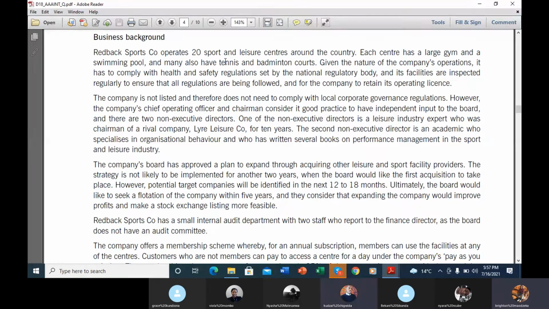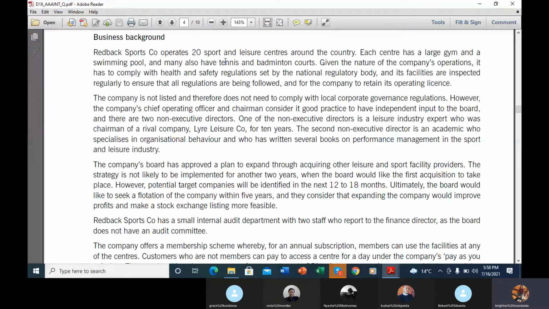So the client's facilities are inspected regularly to ensure that all regulations are being followed. To identify simply means you're just selecting from the scenario, using the words in the scenario. That's what the word identify means. You're just recognizing. So the client's facilities are inspected regularly to ensure that all regulations are being followed and for the company to retain its operating license. Full stop, that's good identification.